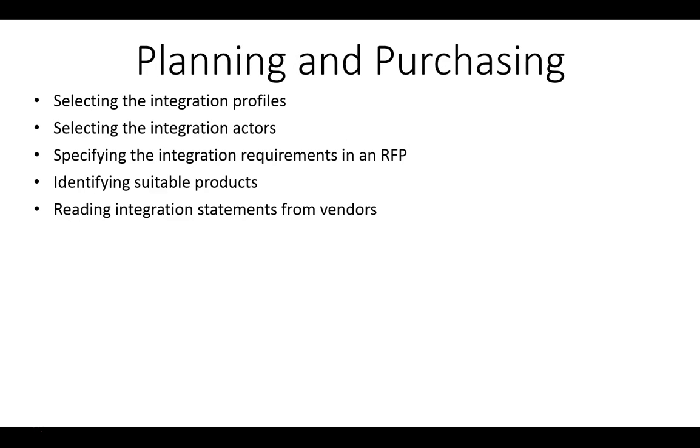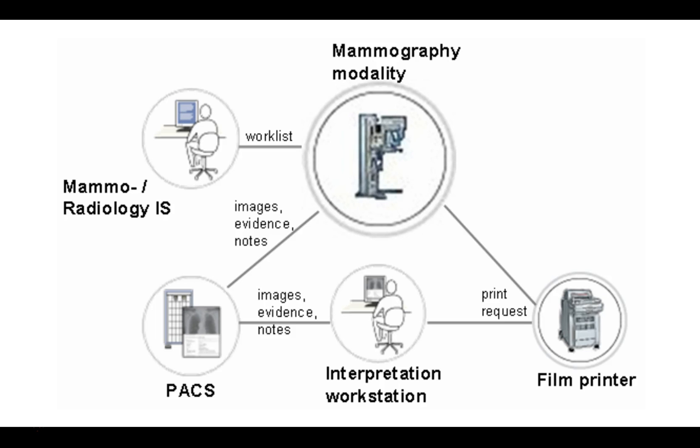It follows the same process. Planning and purchasing comes first, has the same 5 steps: selecting the integration profiles, selecting the integration actors, specifying the integration requirements in an RFP, identifying suitable products, and reading integration statements from the vendor. This is a visual representation of how the workflow might go. It also includes some extra profiles and actors such as print request, image evidence notes, things like that you might have to consider.